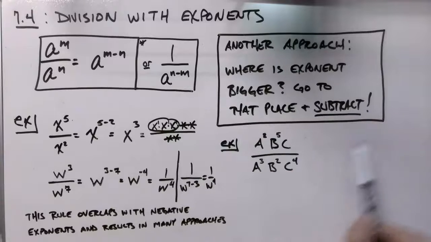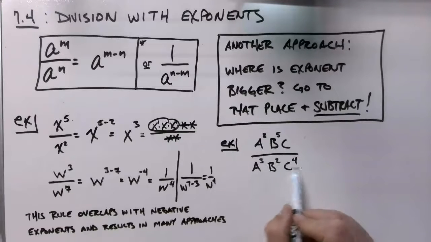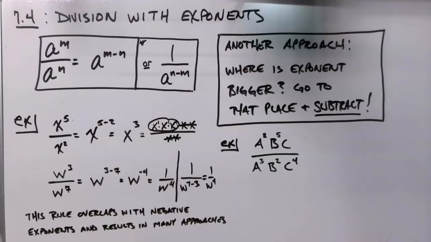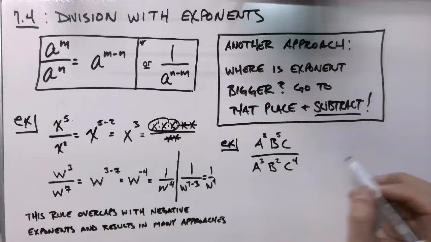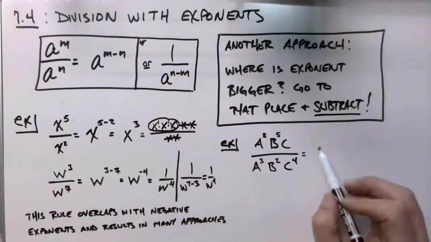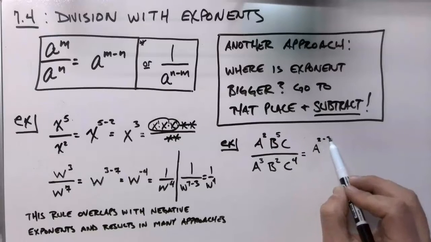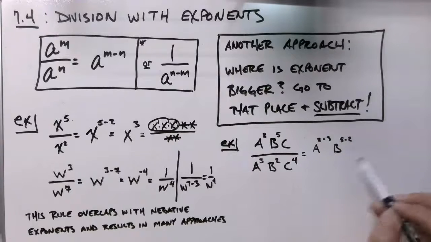So let's take a look at this problem and show you the multiple ways to do this. I'm going to use this approach. I'm just going to ask myself, where is it larger, and I'm going to do the subtraction. So if you'll notice, I have A's, B's, and C's in the numerator and the denominator. And instead of subtracting, actually I think we'll just do this both ways just for the heck of it. I'm going to do this following the strict rule. So we'll be little rule followers. And we'll say, okay, I'm just going to move everything to the numerator, and I'm going to follow the rule. So that means this would be A to the 2 minus 3, B to the 5 minus 2, and C to the 1 minus 4.